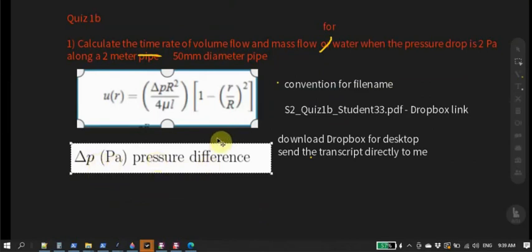That will be just 2 Pascal, and then you know about the diameter of the pipe, make sure this is in meters, and then we have the length, which is 2 meters, and then we have the dynamic viscosity, right? So we have a dynamic viscosity.